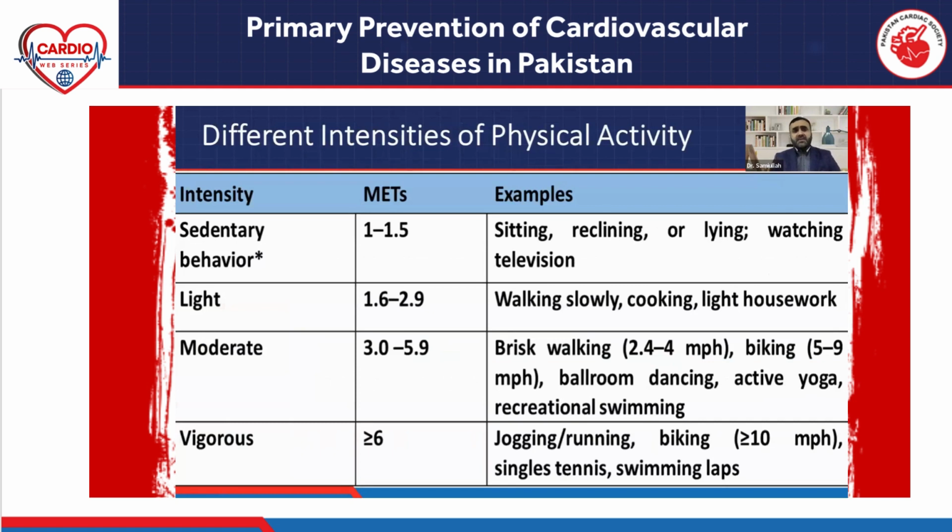Sedentary behavior is activity that gives you less than 1.5 METs, like sitting and reclining. Those that give you up to 2.9 METs are light physical activity, like walking slowly and cooking. Those that give you up to 5.9 METs are moderate physical activity, like brisk walking and biking. Those that give you more than 6 METs, like jogging, running, and biking at higher speed, are vigorous physical activity. So for vigorous physical activity, 75 minutes per week is recommended, and for moderate physical activity, 150 minutes per week is recommended.